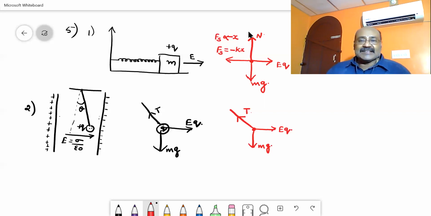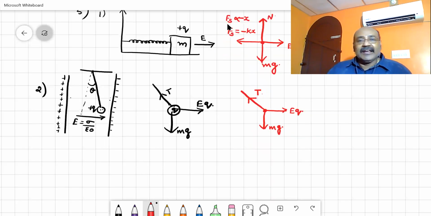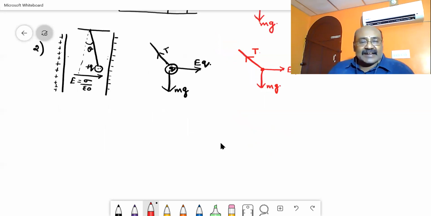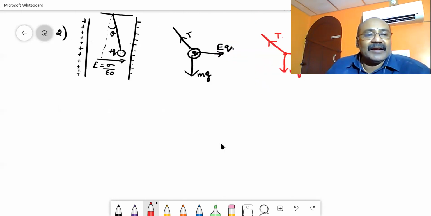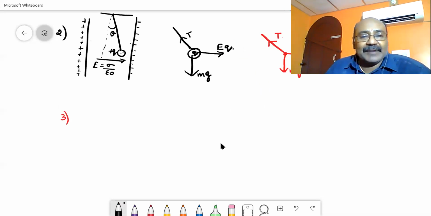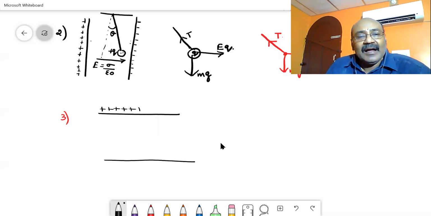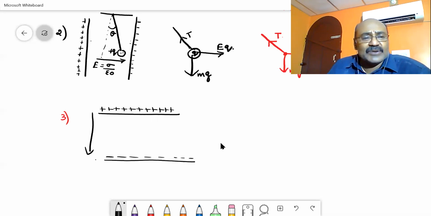Then let us consider the third one. What is the third one? They have taken two parallel plates. Let us consider the third one. Two parallel plates are kept like this. One of the parallel plates is supplied with positive charges, and the other has a negative charge. So the electrical field acting from positive charge to negative charge is taken to be E.